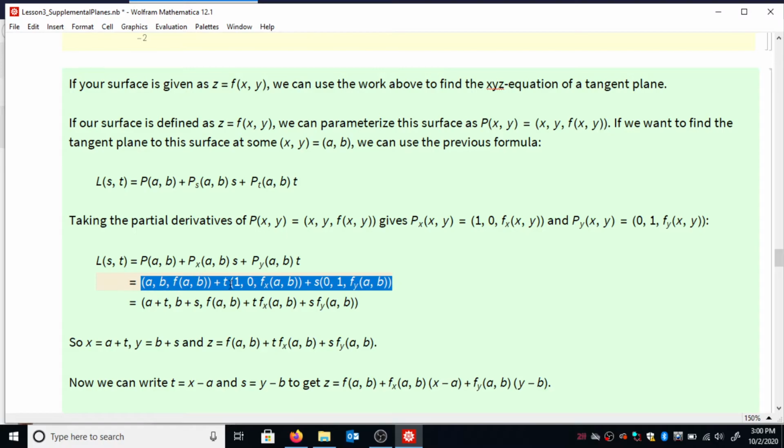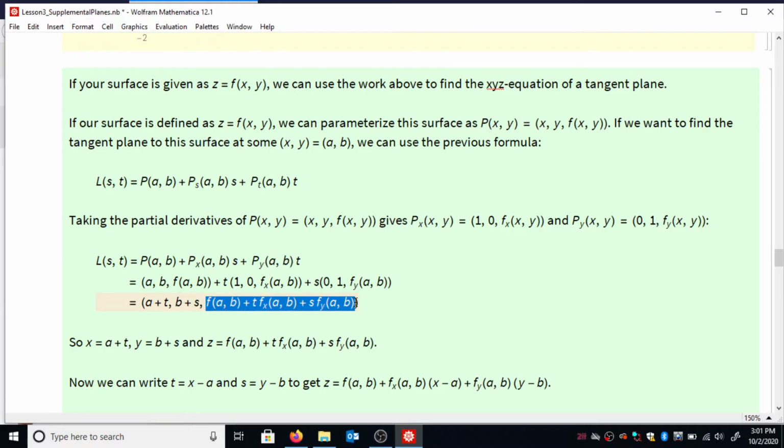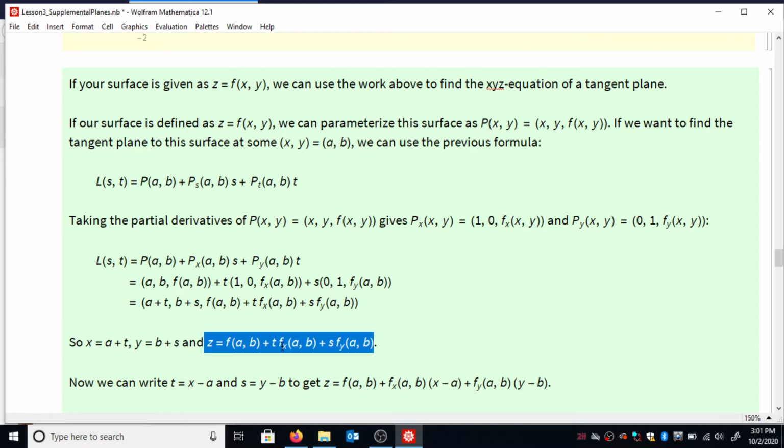And then if we expand this out, basically, if we have three ordered triples here, and I combine everything to have just one big ordered triple, my x value becomes a plus t, my y value becomes b plus s, and then my z value, fairly complicated, we'll unpack that in a second. So let me write those all out. My x coordinate was a plus t, my y coordinate was b plus s, and my z coordinate, fairly complicated, but also the most useful part of this ordered triple, so we'll come back to that.